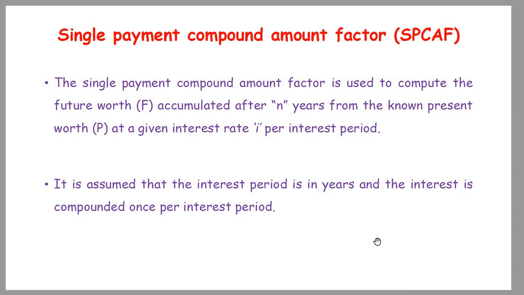Which we were discussing in the earlier diagram, right? So here, the single payment compound amount factor is used to compute the future worth F accumulated after n years from the known present worth P at a given interest rate I per interest period. So here, what we are going to find is what the future amount will be worth.